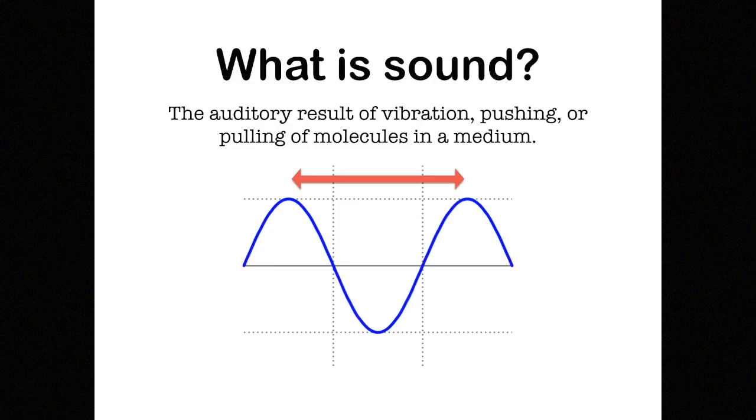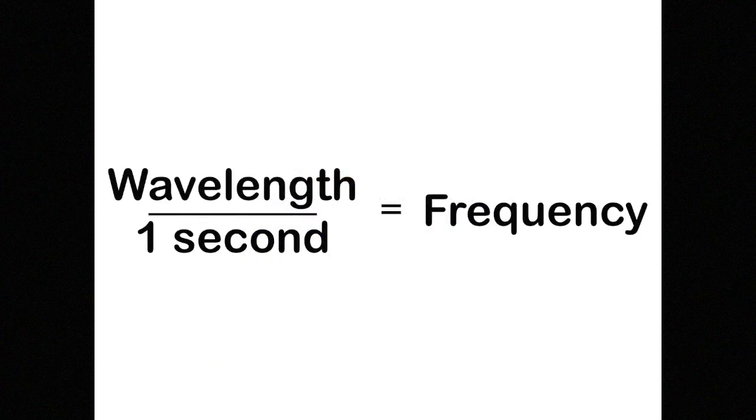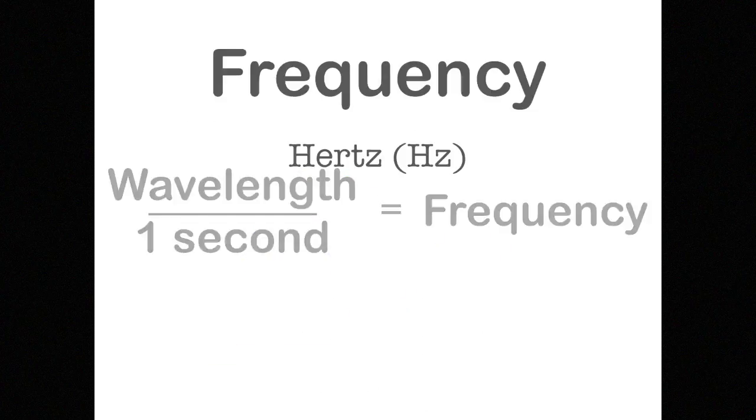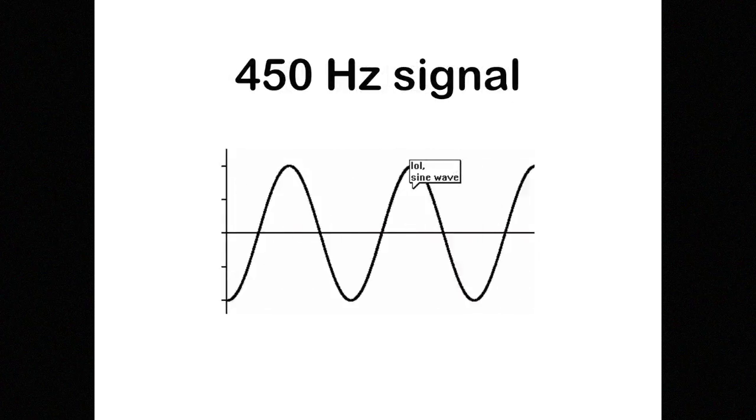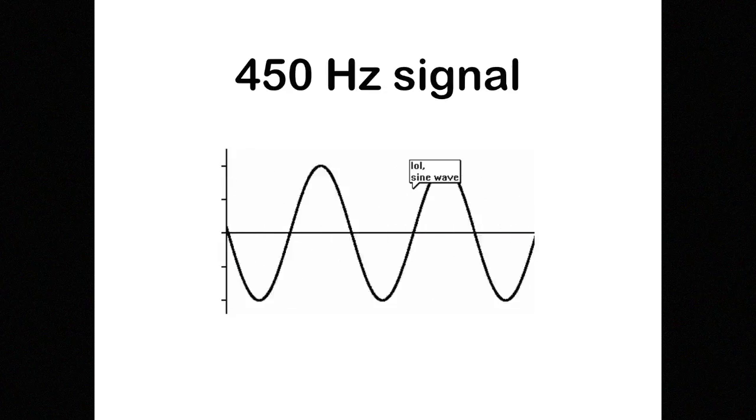The distance between peak to peak, or valley to valley, is a sound's wavelength. The amount of wavelengths that happen over the course of 1 second is the sound's frequency. Frequency is one of the 3 main elements of sound. We measure frequency in hertz. In other words, a 450 hertz sound is a sound wave that cycles up and back down again 450 times over the course of a second. Let me make it even easier. The frequency of a sound wave determines its pitch.